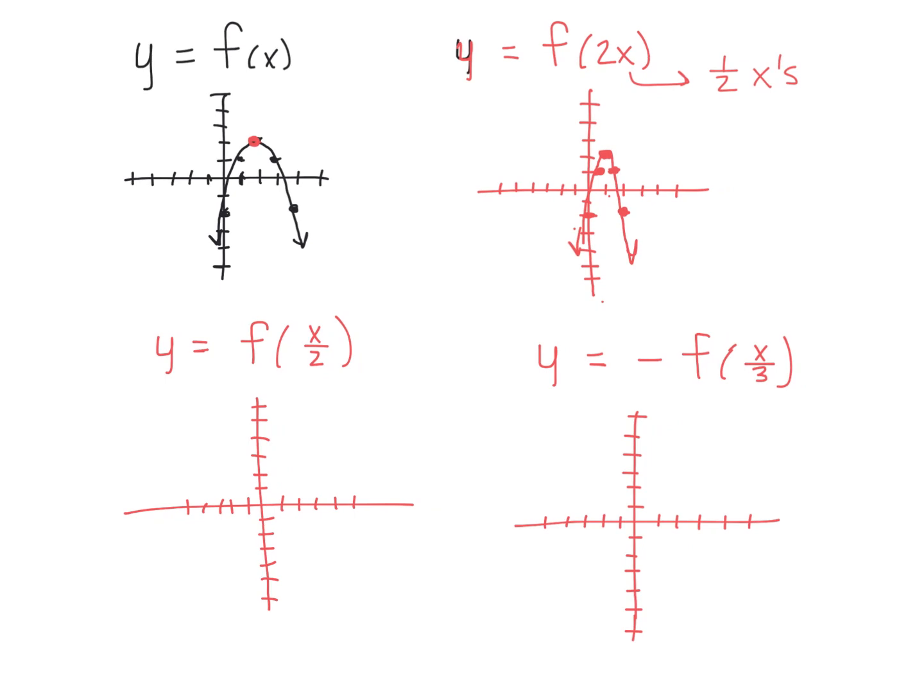This next one, f of x over 2. So now we're dividing by 2, so we're going to multiply our x's by 2. This is going to horizontally stretch the graph. So this vertex point 2, 2 is going to become 4, 2. Y is staying the same. The point 1, 1 would become 2, 1. The point 3, 1 would become 6, 1. The original point 0, negative 2 would still be 0, negative 2. And then the point 4, negative 2 would become 8, negative 2. Here's the new graph, which you can see has been horizontally stretched. Dividing meaning stretch, opposite because it's on the inside.